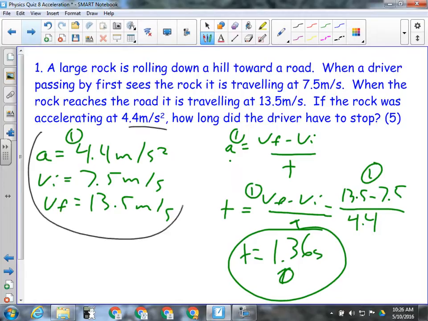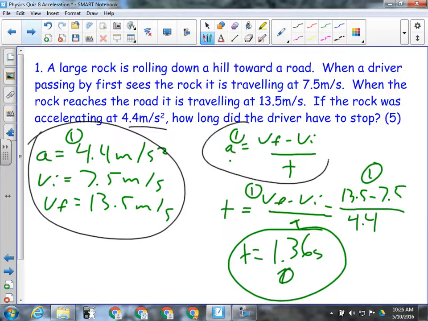All right, their first mark is for their givens. The acceleration was given to us as 4.4 meters per second squared. Since a direction is not given, we have to assume they were all in the same direction. In fact, this essentially becomes a scalar question, where you're looking at speeds as opposed to velocities, because vectors were never given here.